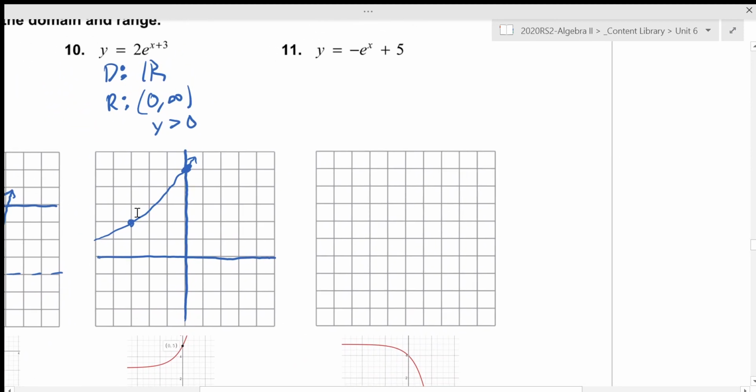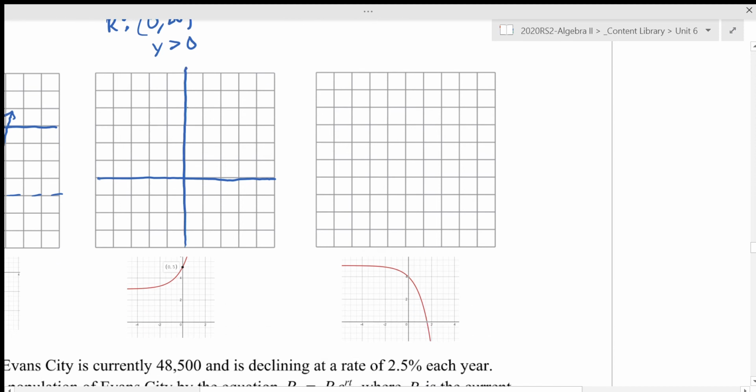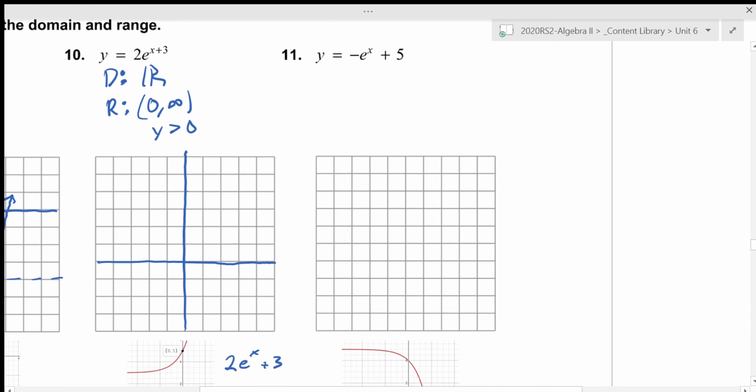Hold on, guys, I actually think I graphed this wrong. Yes, I know what I did. Unfortunately, this graph down here is 2e to the x plus 3, instead of that plus 3 in the exponent. So really the graph of 2e to the x plus 3, you can kind of trust me on this.